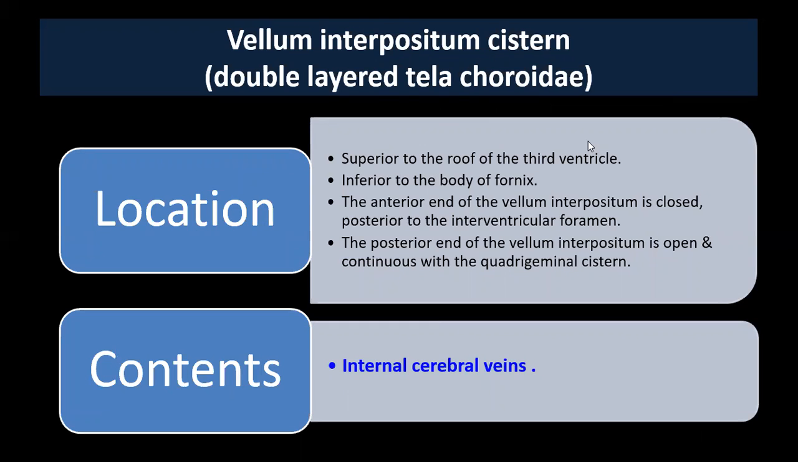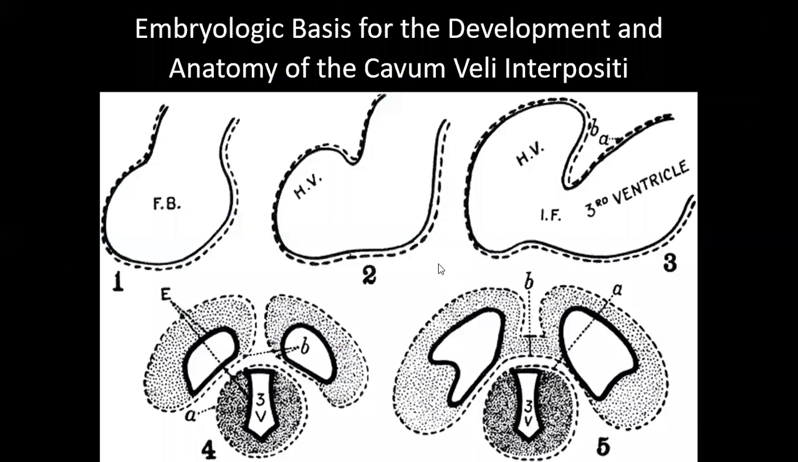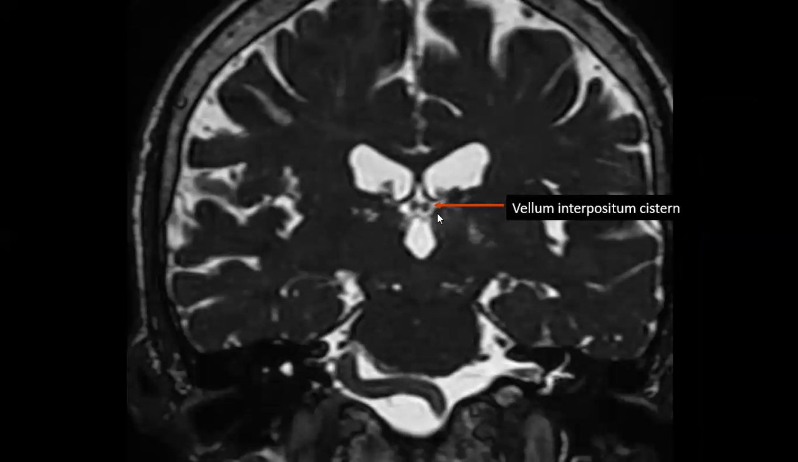Velum interpositum cistern. You have to understand this cistern deeply. It is located superior to the roof of the third ventricle. This is the coronal anatomy of the cistern. It is located superior to the roof of the third ventricle and inferior to the crura of the fornix. It contains the two internal cerebral veins.